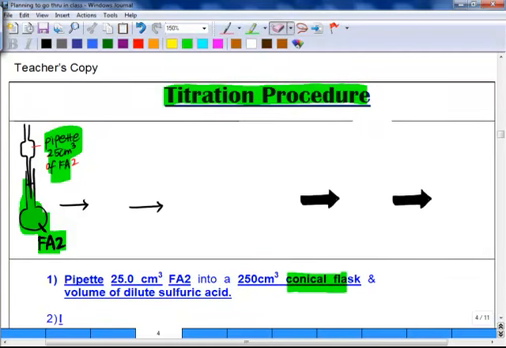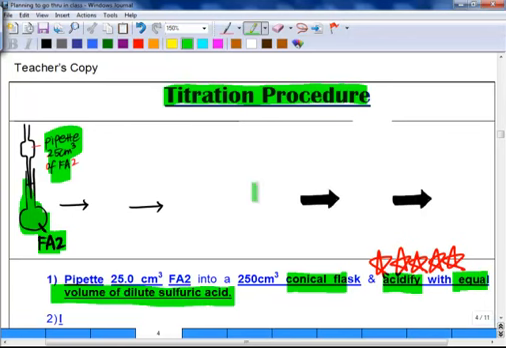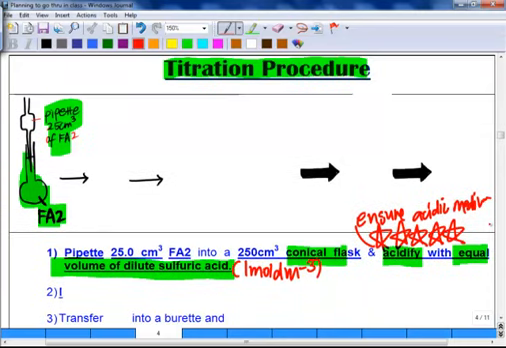In this case, always remember, if you are talking about redox titration, you always need to acidify. Add an equal volume of dilute sulfuric acid, and you know that the concentration is 1 mole per dm cube. Everybody take note. This is to really ensure an acidic medium. Is it okay? After pipetting, okay?